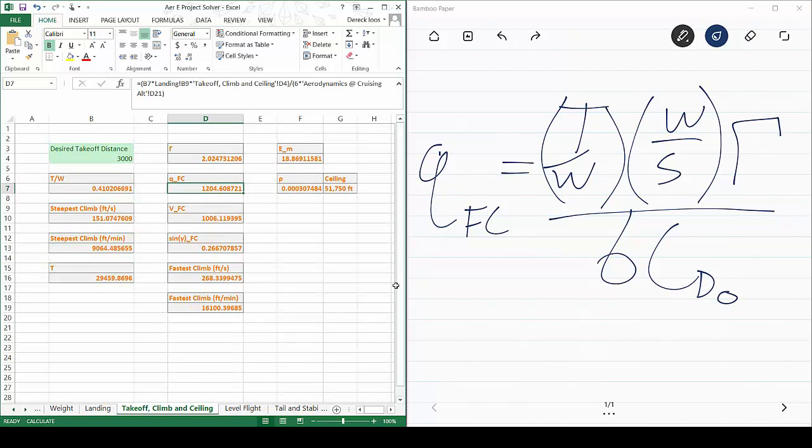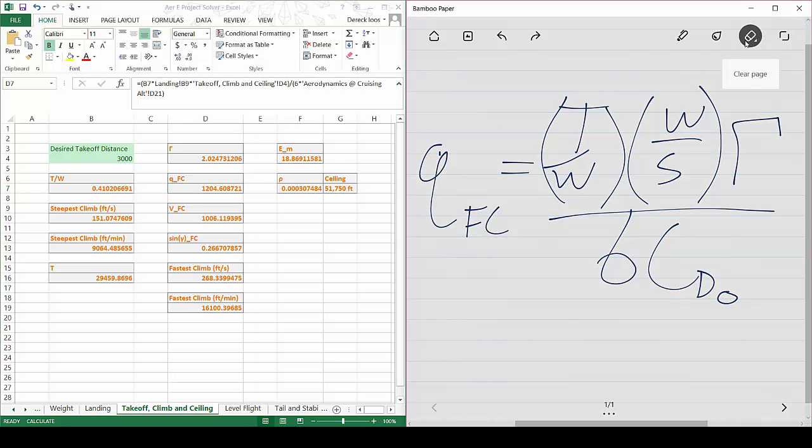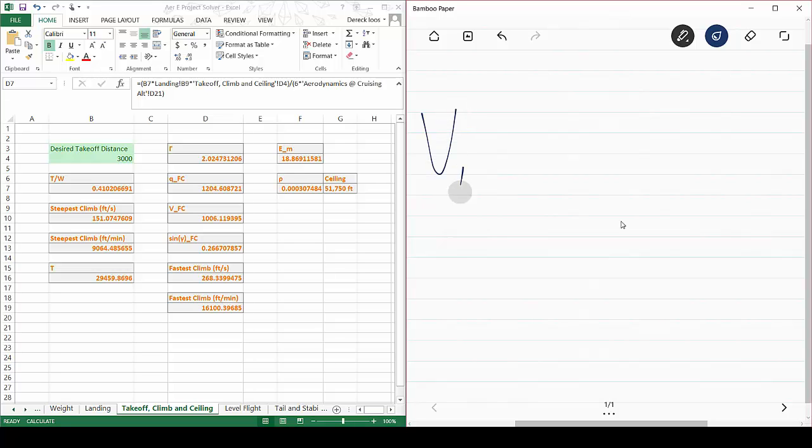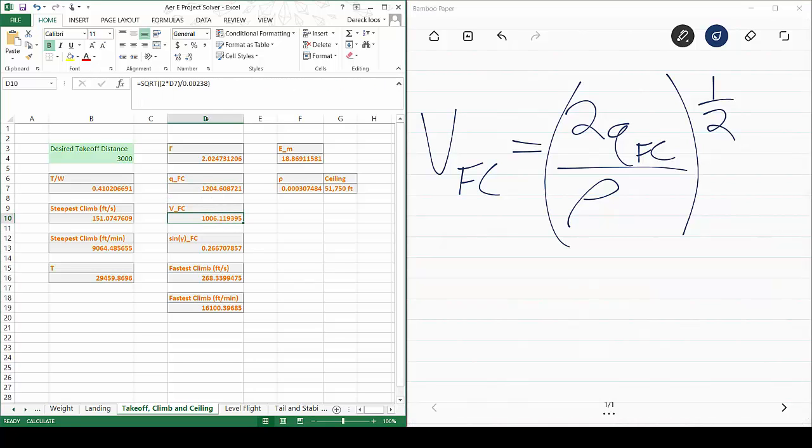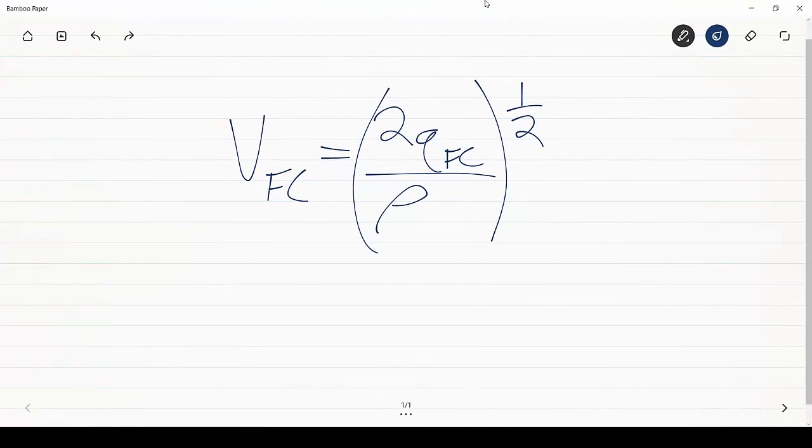So that gives you your QFC, and now using that value we can solve for VFC with the equation VFC equals 2 QFC divided by rho at sea level, to the 1/2. So if you take a look here, we have the square root of 2 times D7, which is QFC, divided by 0.00238, which is the density of air at sea level. Now that we have VFC, the only other variable we need to solve for is sine gamma FC. Now sine gamma FC is equal to T over W times 1 minus gamma over 6 minus 3 divided by 2 gamma EM squared times T over W. Written out, that looks like this.